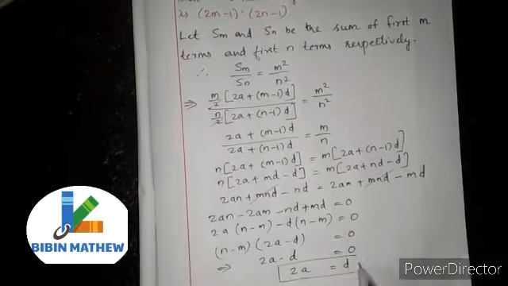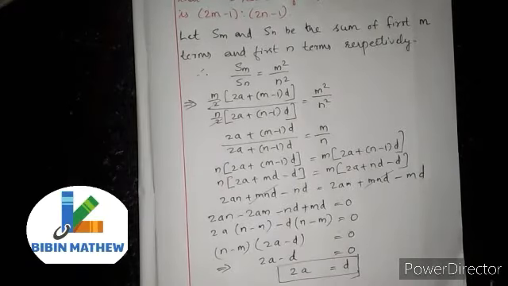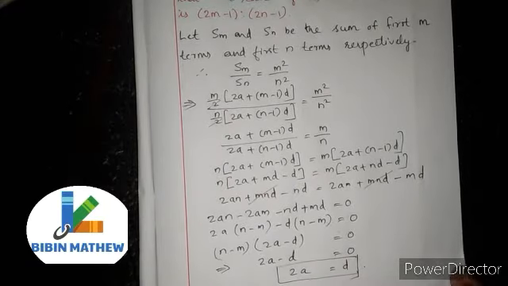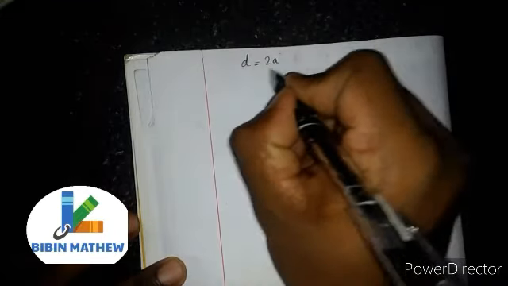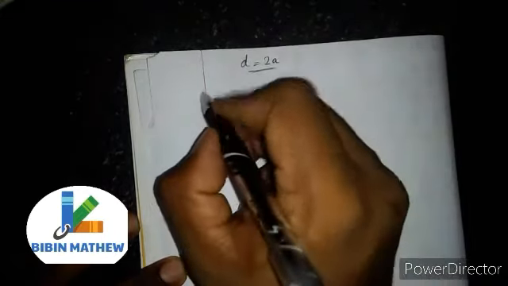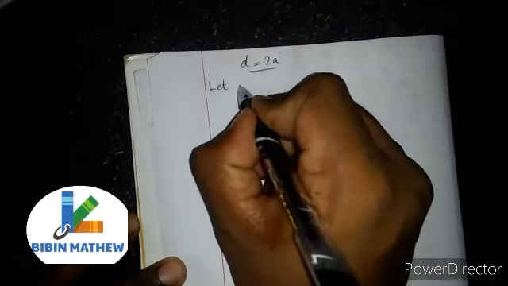Let us go to the next page. So keep this, and again we are copying that on the top of the next page. So what did we get right now? d is equal to 2a. Okay, that's what we got. Now in the question you can see the second part is given. We have to find the ratio of the mth term and nth term.